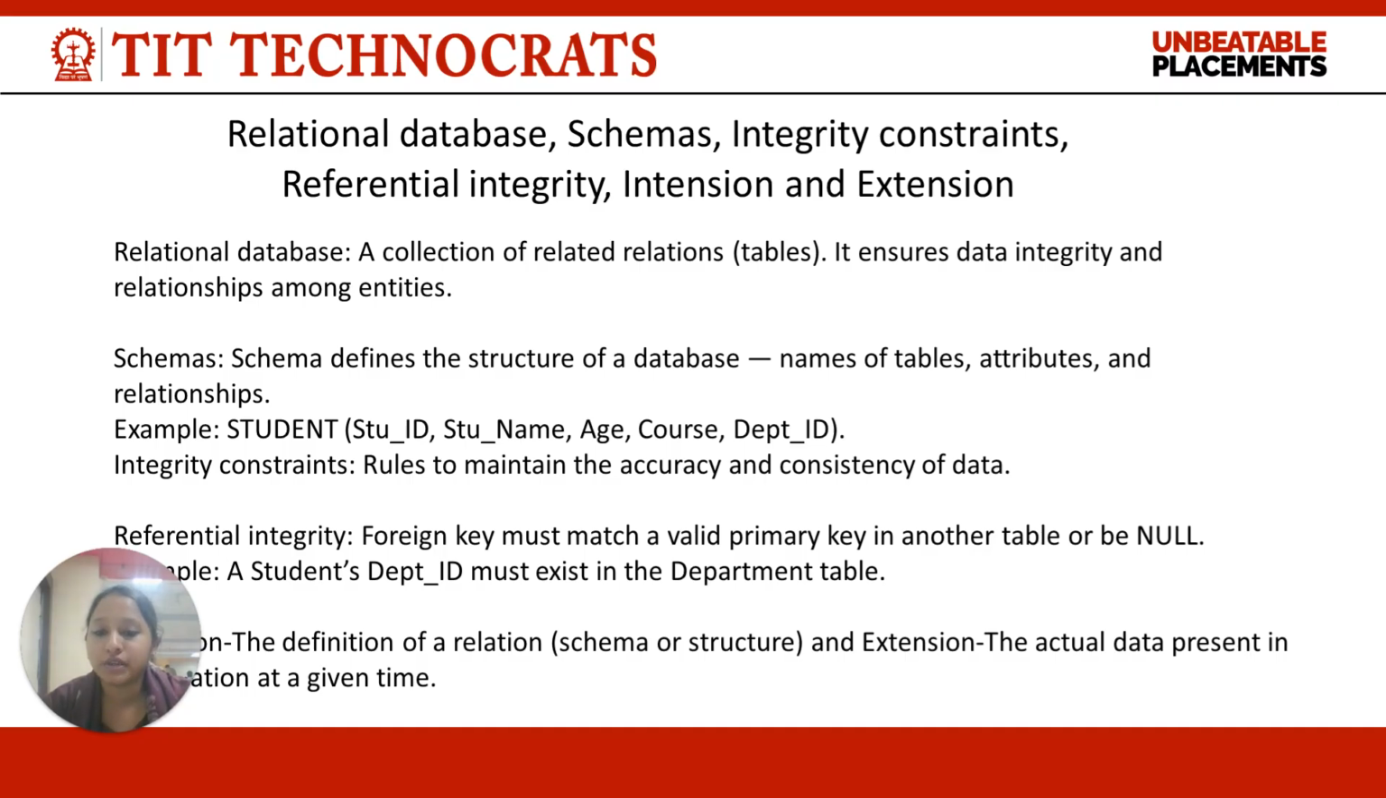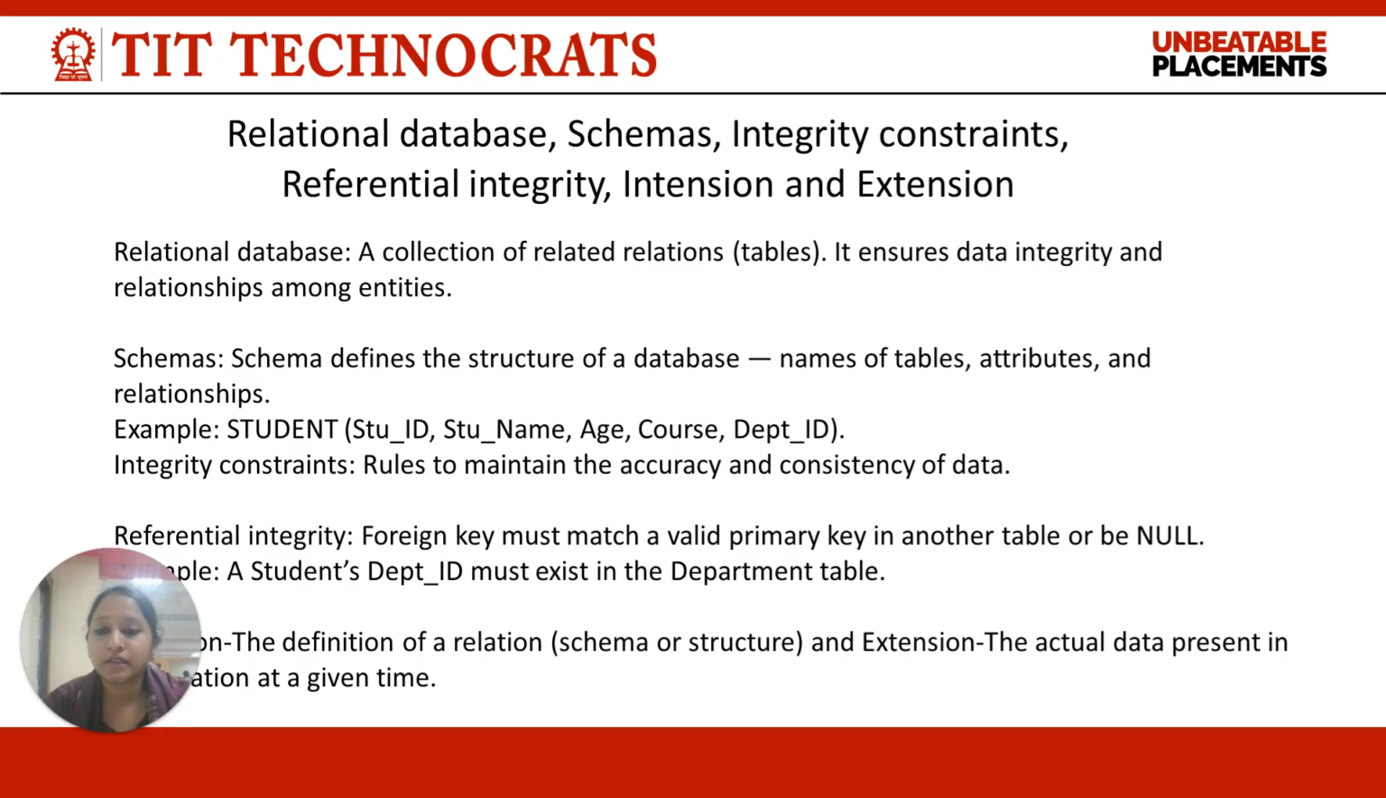For example, if a student's department ID refers to a department, the department ID must already exist in the department table. If it does not, it would violate referential integrity. Finally, let's understand intension and extension. Intension refers to the definition or structure of a relation, basically the schema, whereas extension refers to the actual data present in the relation at a particular time. So we can say intension describes what the tables look like and extension describes what the table currently contains.